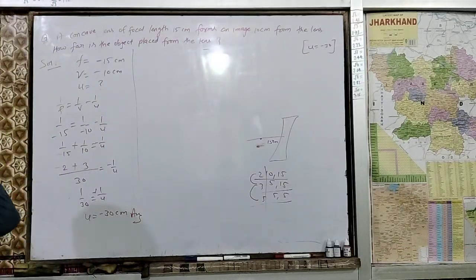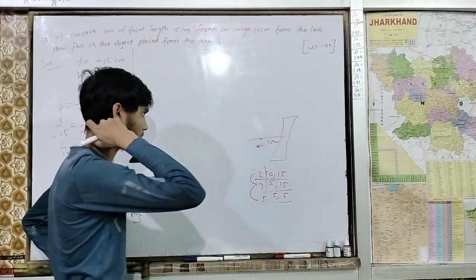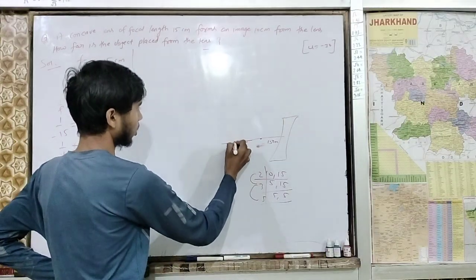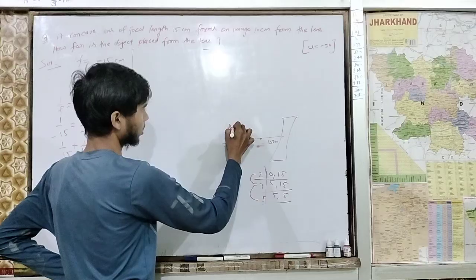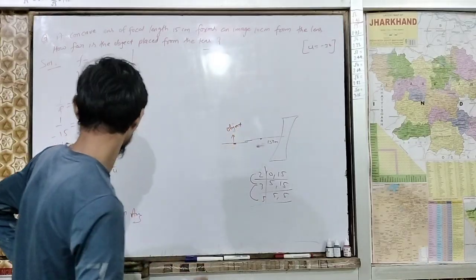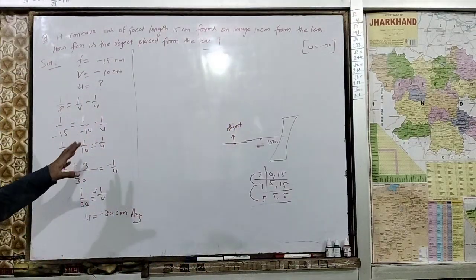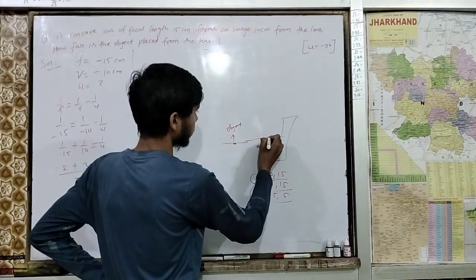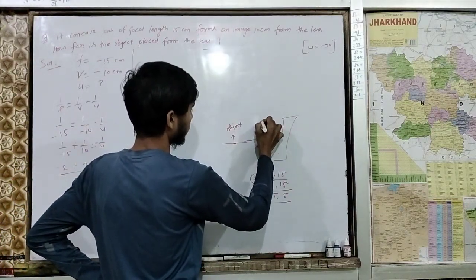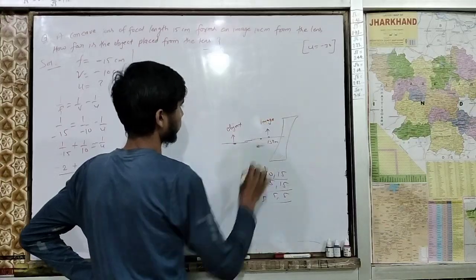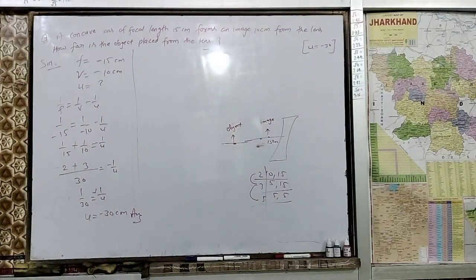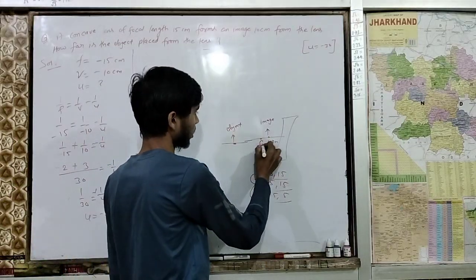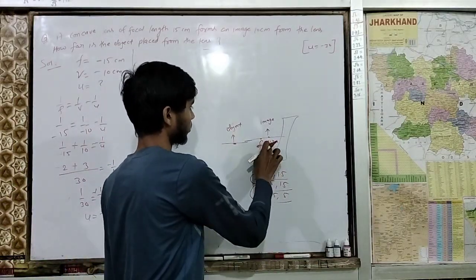u is there, minus 30. So I think it should be over here. The object is over here. This is the object. Now image distance is minus 10. It is also in front of the lens. This is the image. And the focal length is this. It's the focal length, F1.